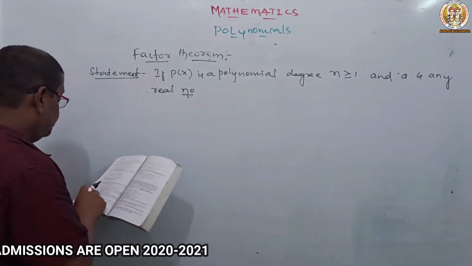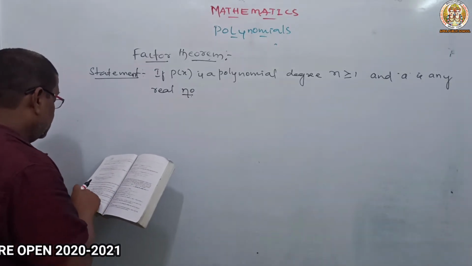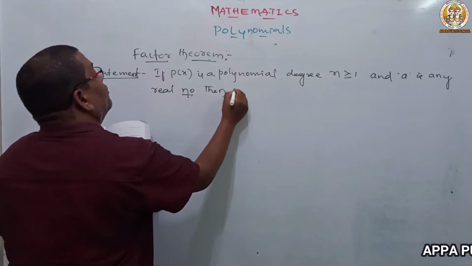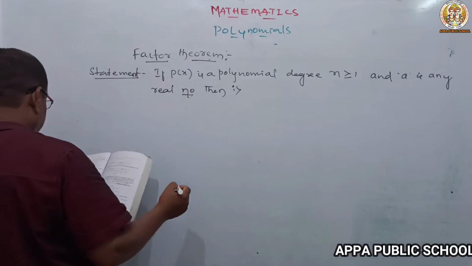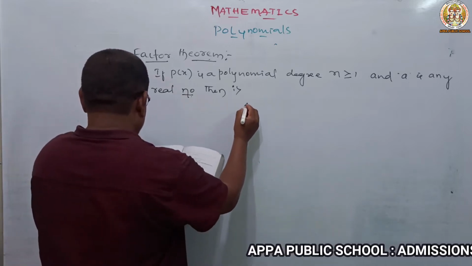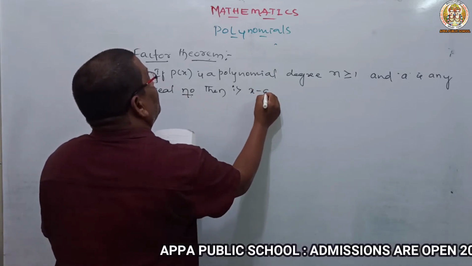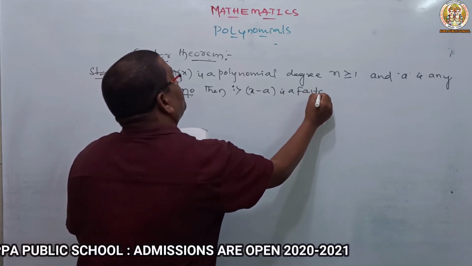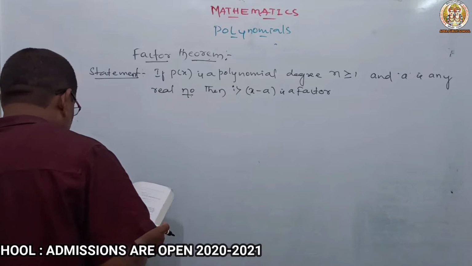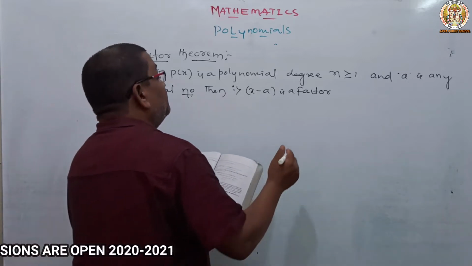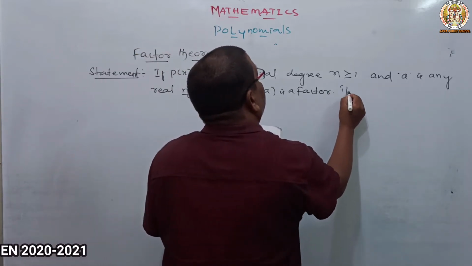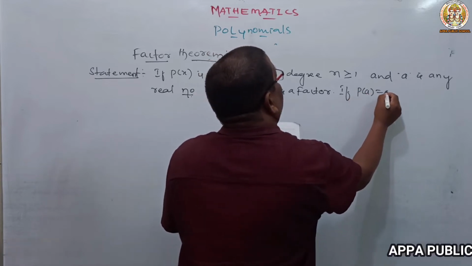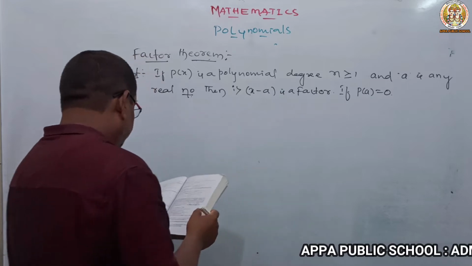Next, what happened? Then, first case: x minus a is a factor, if p of a is equal to 0.